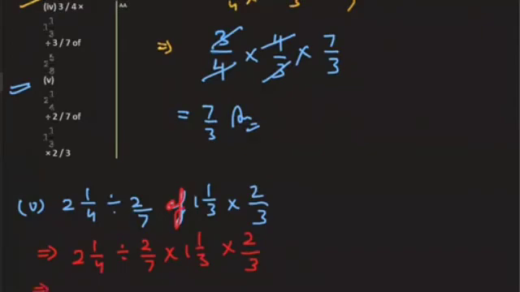Now change this mixed fraction to improper. 4 twos are 8 plus 1, 9. 9 upon 4. And then change this divide sign into multiply and reciprocate this. 2 upon 7, write 7 upon 2. Multiply. 3 ones are 3 plus 1, 4. 4 upon 3 into 2 upon 3.